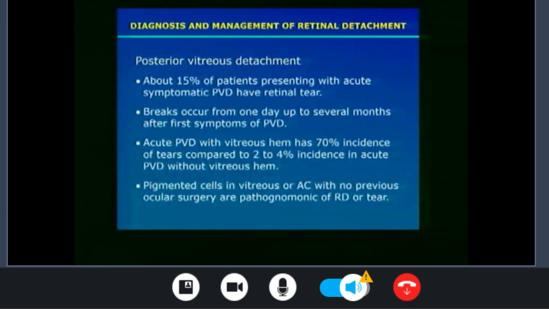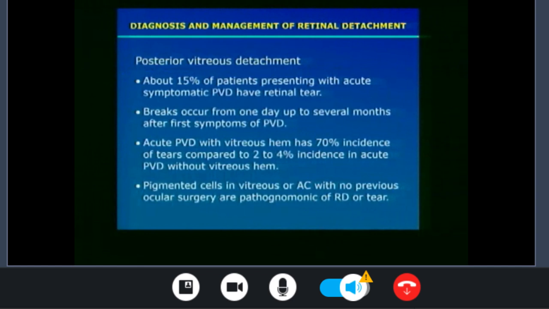The retinal tears can develop from 1 day up to several months after the first symptomatic BVD. So one examination is not enough to rule out retinal breaks. You have to see the patients also in other appointments to make sure that the patient is not developing, up to several months, a retinal tear.